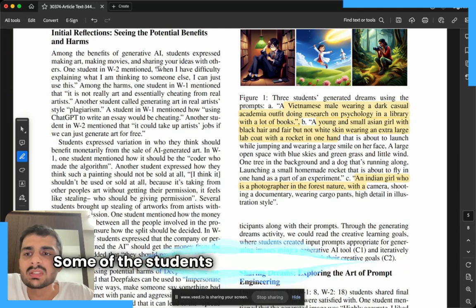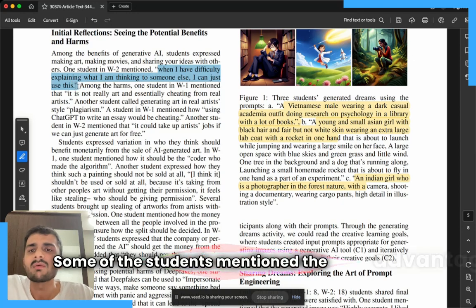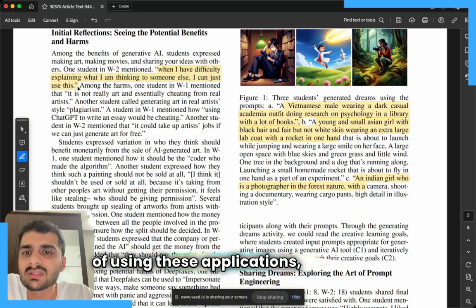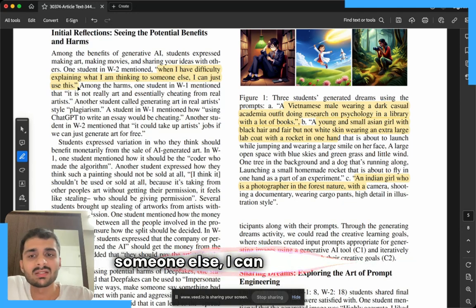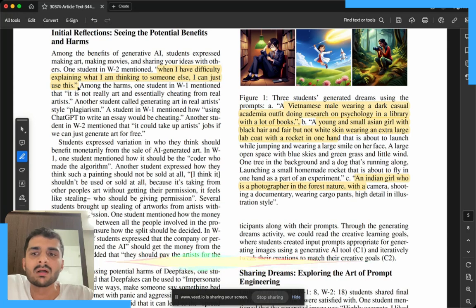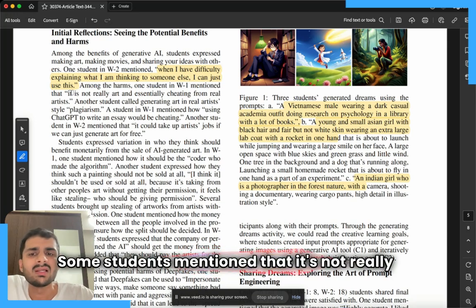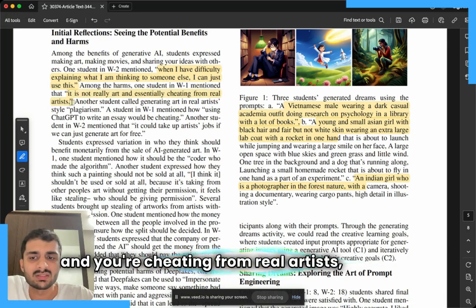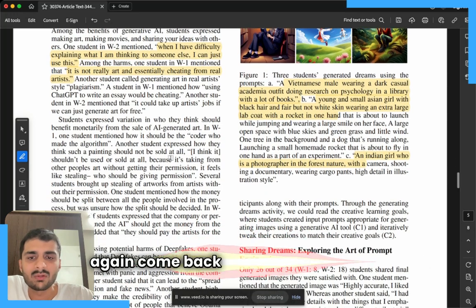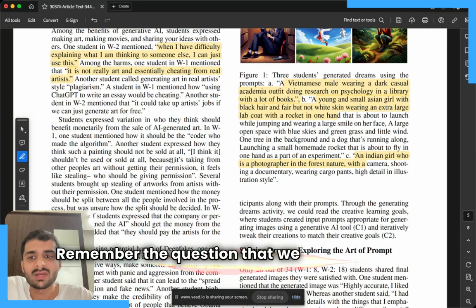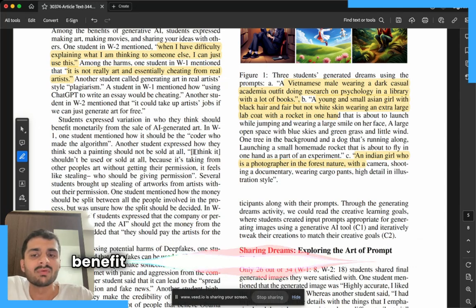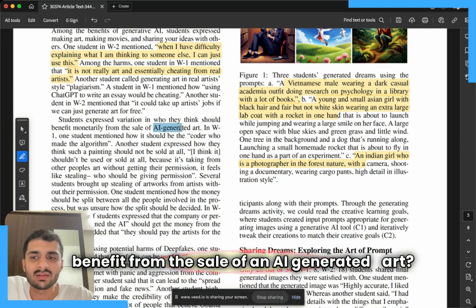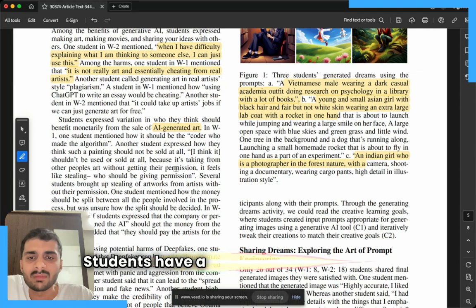Some of the students mentioned the advantages of using these applications, like when I have difficulty explaining what I'm thinking to someone else, I can just use this. Some students mentioned that it's not really art and you're cheating real artists, which we again come back to in the next section. Remember the question that we had asked, who should monetarily benefit from the sale of an AI generated art? Students have a wide range of creativity.